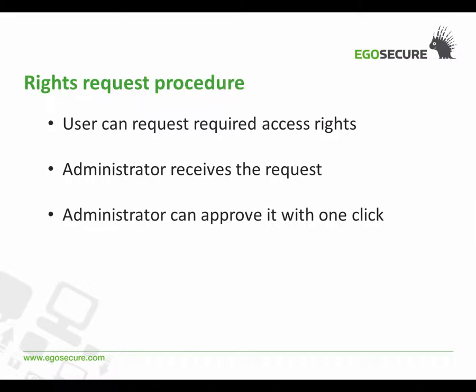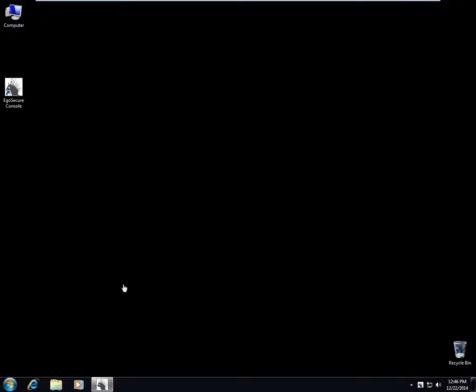So inside EgoSecure agent, users can request access rights. Administrator receives this request, and if there is a business need, if he finds the explanation logical, administrator can approve it with one click. Now I will show you how request rights is working.